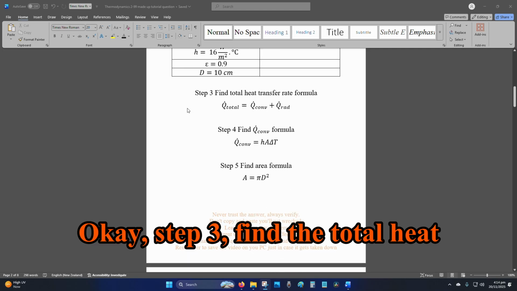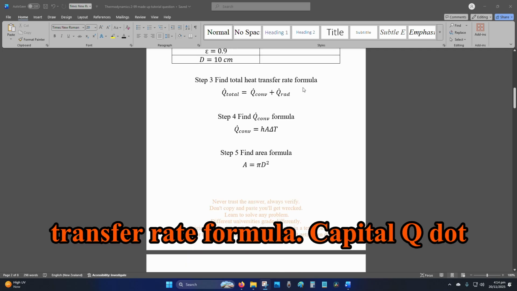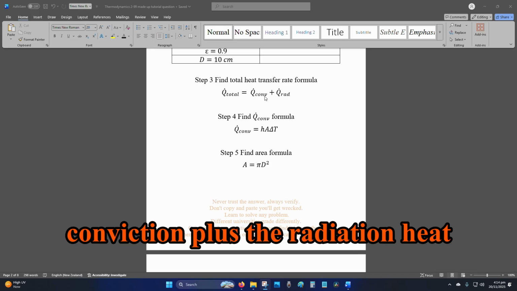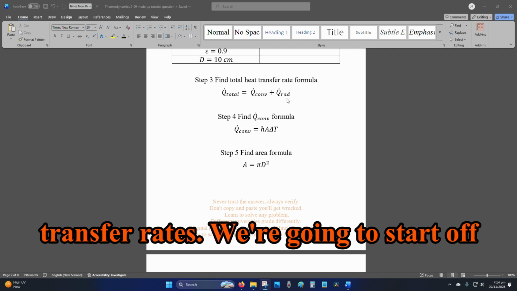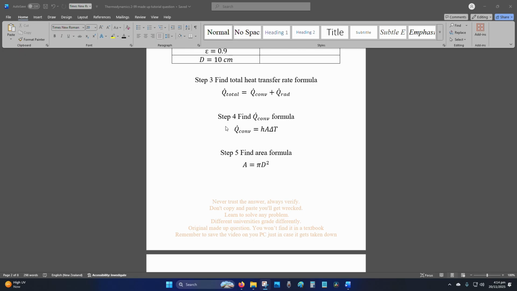Okay, step 3. Find the total heat transfer rate formula. Capital Q dot total is equal to the convection plus the radiation heat transfer rates. We're going to start off with convection, then move to radiation.